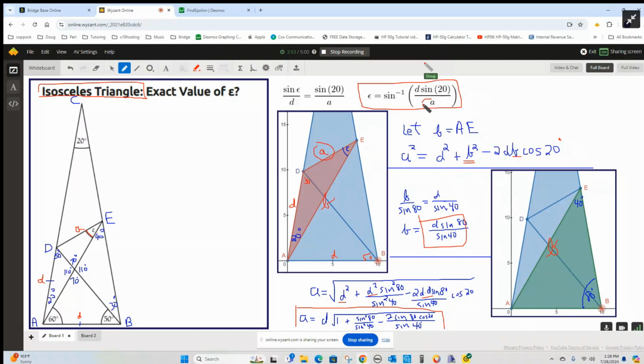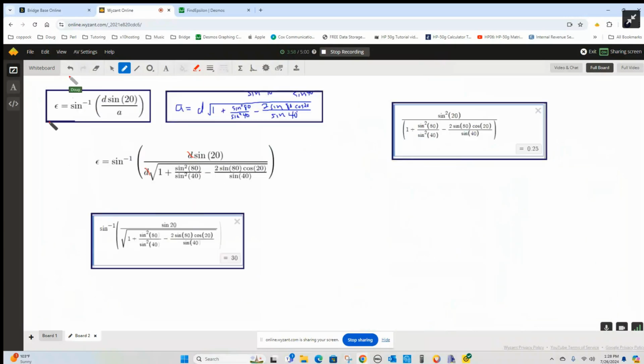And I'm going to substitute that right here. And here's what happens. Here's the formula for epsilon. Here's the formula for A that we uncovered. If I put this expression in for A, the D's cancel out, and lo and behold, epsilon does not depend on the length of the base. It's the inverse sine of this mess right here, which is 30. And that is the measure of epsilon.